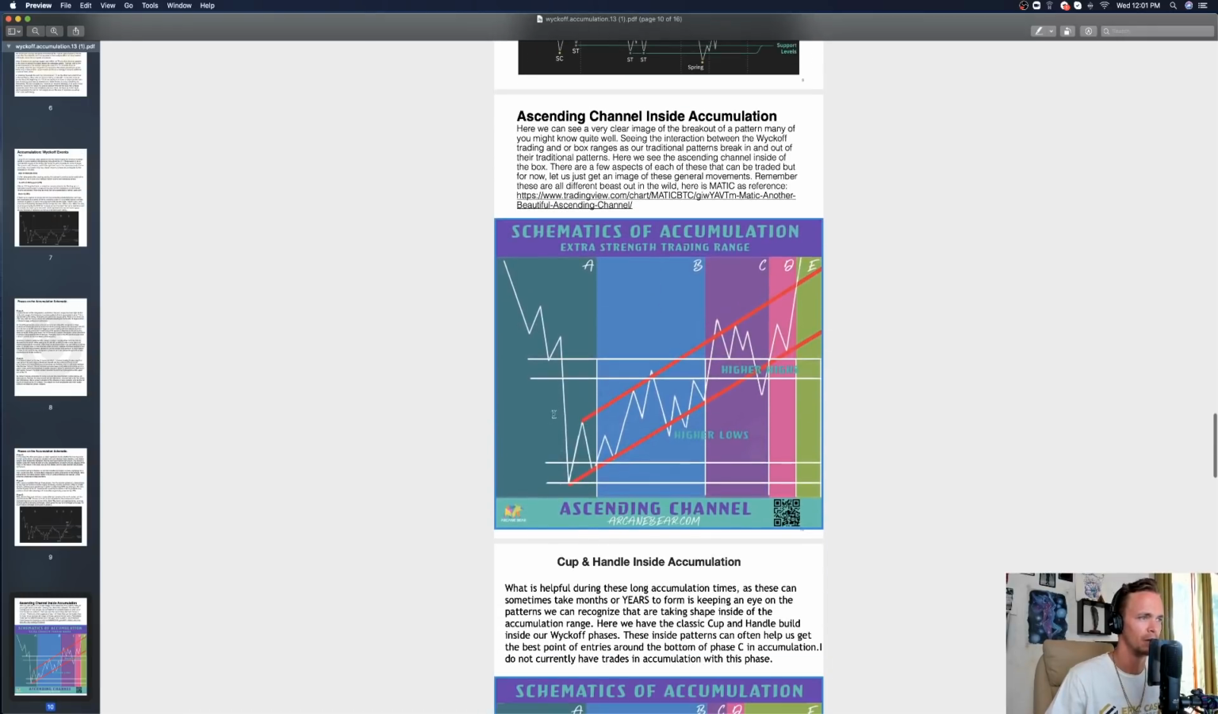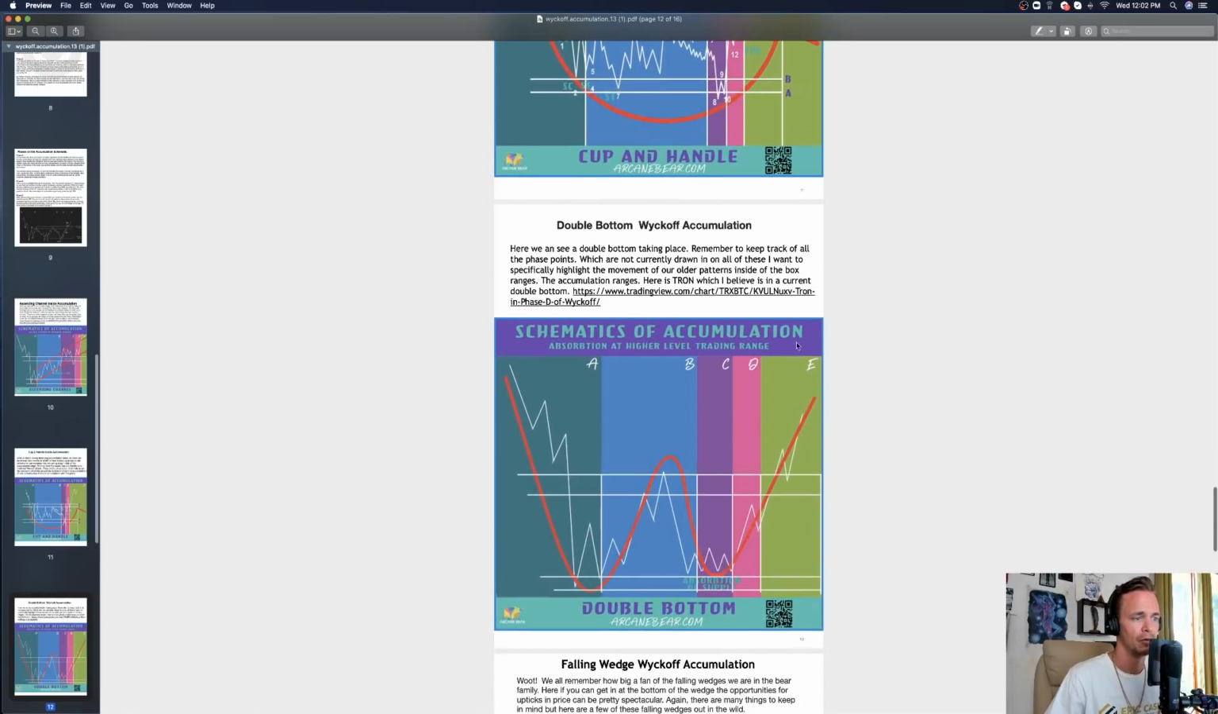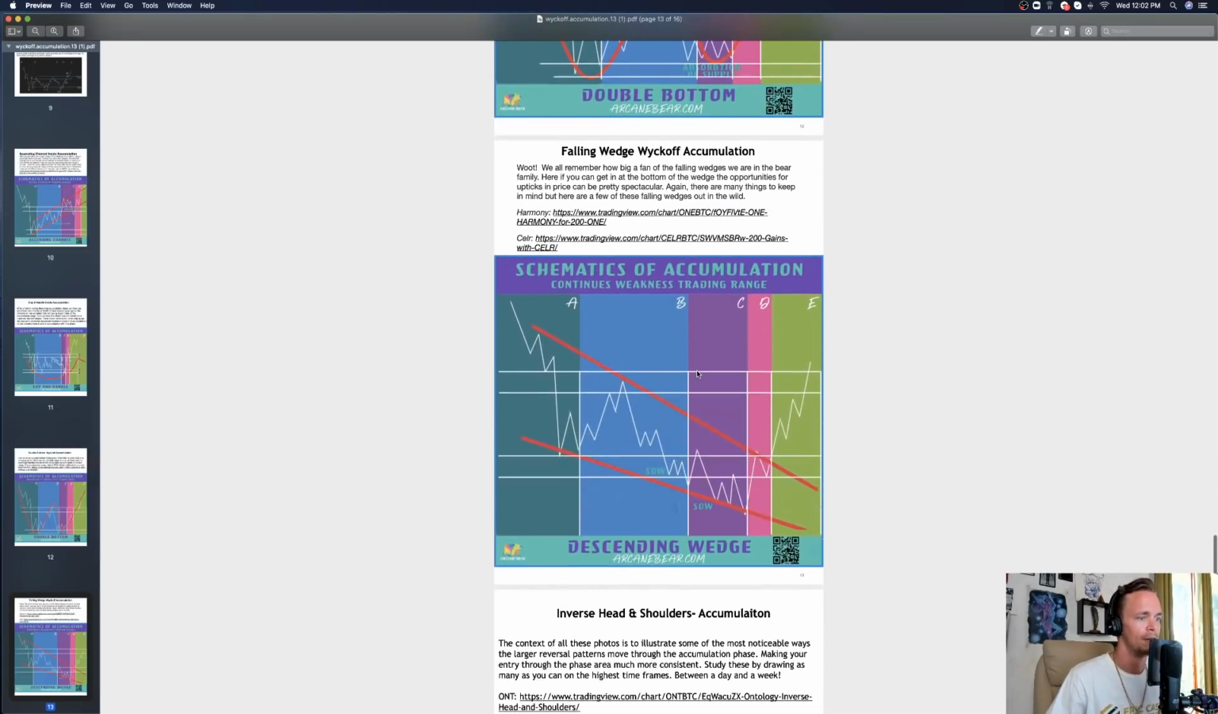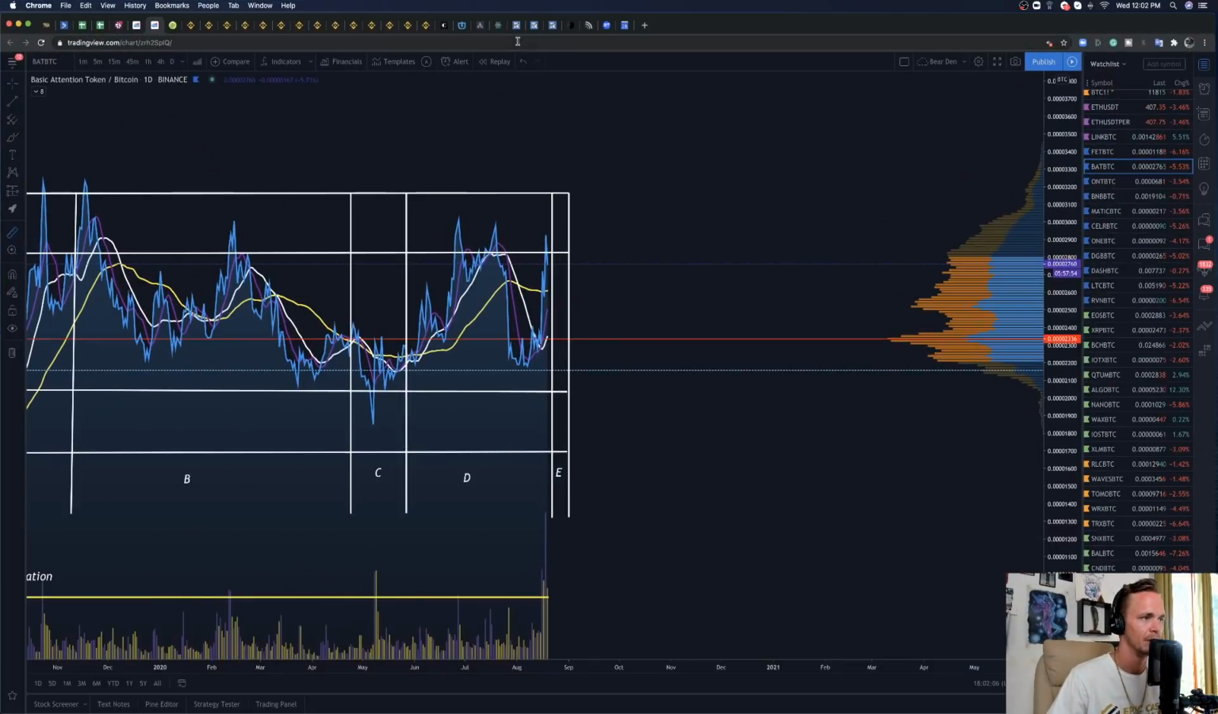Just very quickly, we'll go through. You've got ascending channels that move through accumulations, cup and handles that move through the accumulations, double bottoms, falling wedges, inverse head and shoulders, and this is just some of the stuff that we go over in the Arcane Bear Den together.